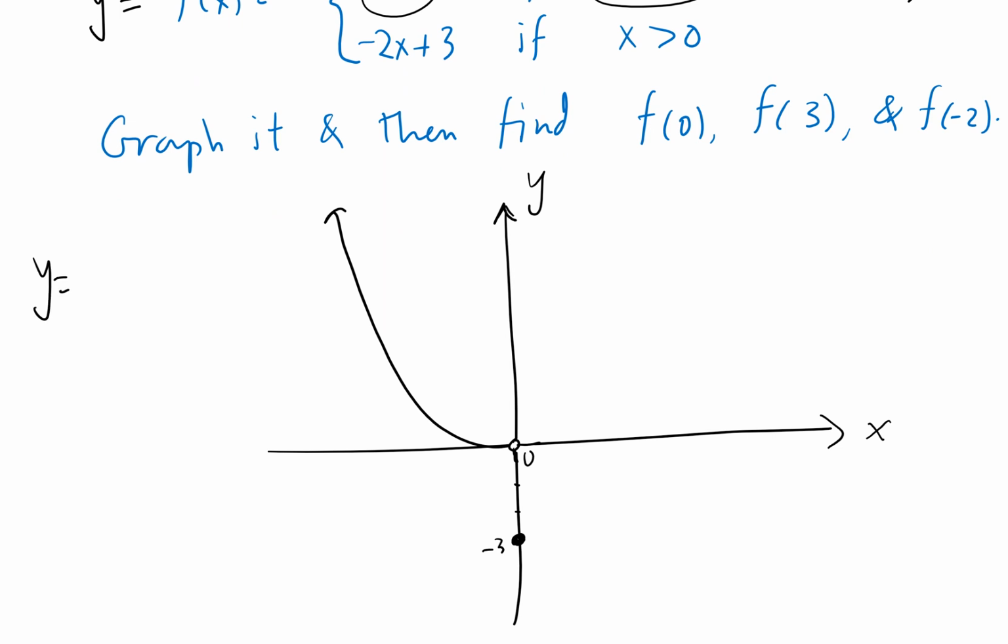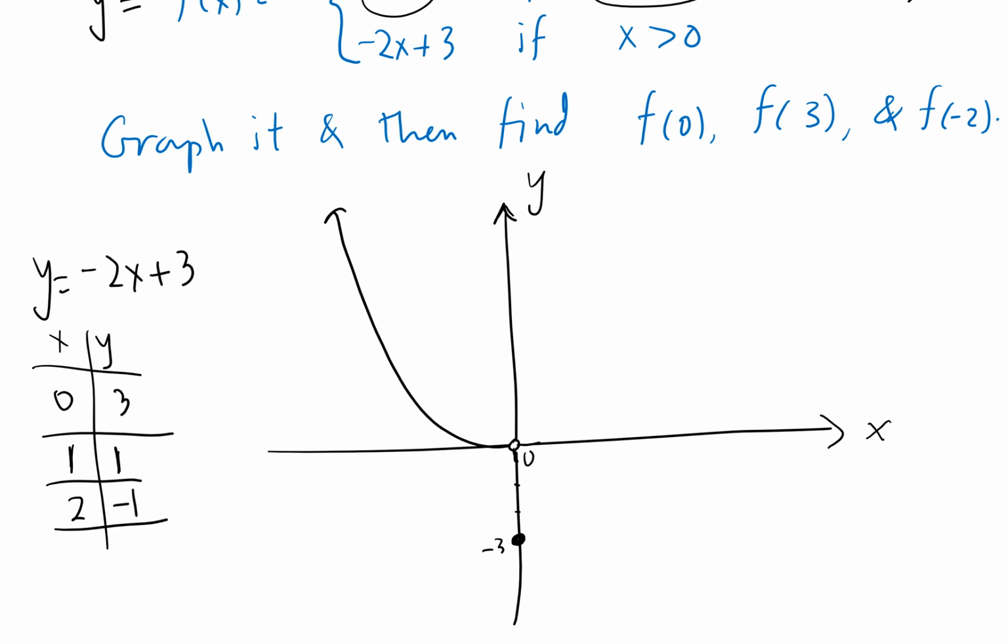The last one, y equals negative 2x plus 3. Well, we can pick x equals 0, y is 3; x equals 1, y is 1; x equals 2, y is negative 1. I'm substituting into the line. 0, 3; 1, 1; 2, negative 1. It says graph it above 0, like that. That's the graph.